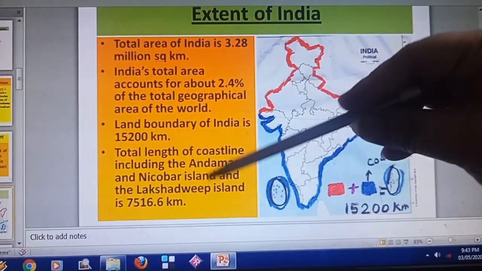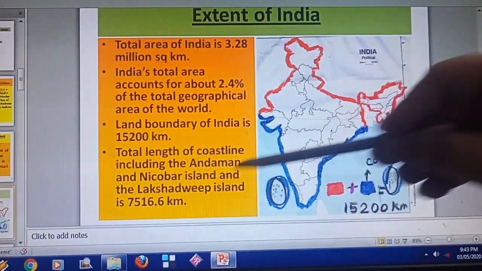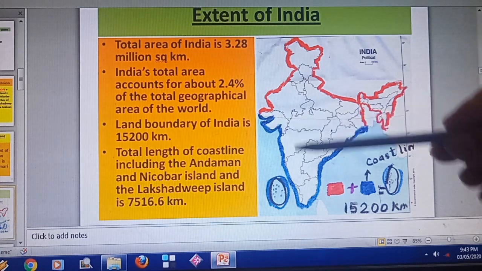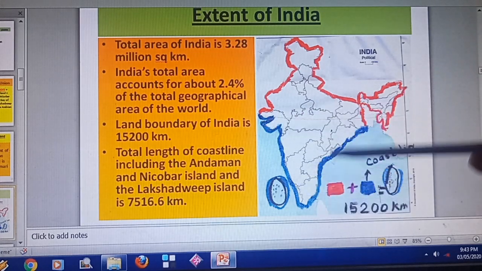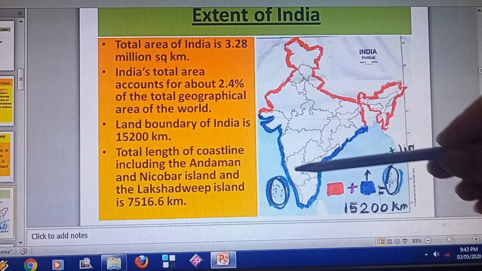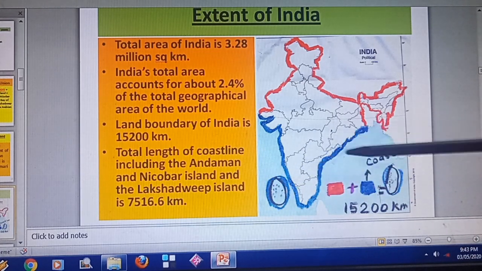But the coastline is 7,516.6 kilometer. This blue line, this all they are. It is 7,516.6 kilometer. So total land boundary of India is 15,200 kilometer. It includes the coastline also.